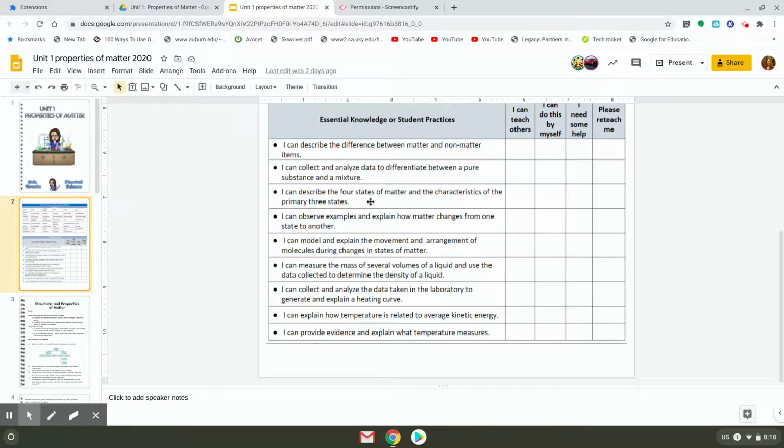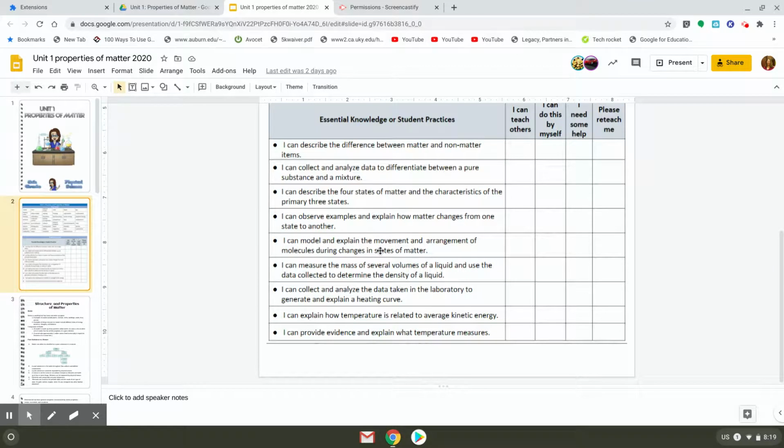You can describe the 4 states of matter. What are they? Solid, gas, liquid, and plasma. Solid, liquid, gas, and plasma. Absolutely. You can observe examples and explain how matter changes from one state to another. So by adding energy, which is usually in the form of heat, but not necessarily, which we call thermal energy, it causes the molecules to move differently. And we talked about the faster they move, the different phases they go through. And so you need to know that.